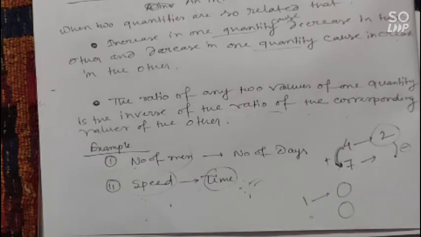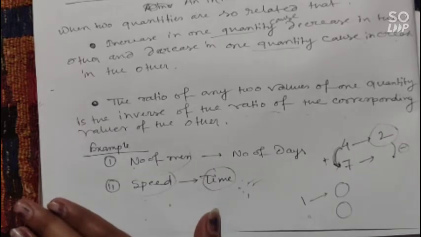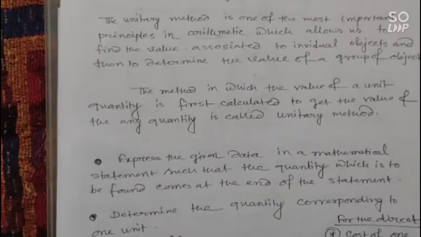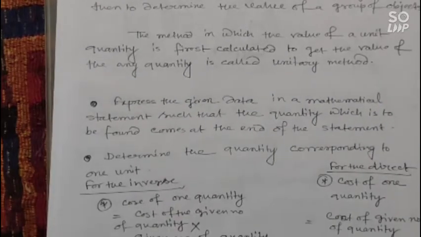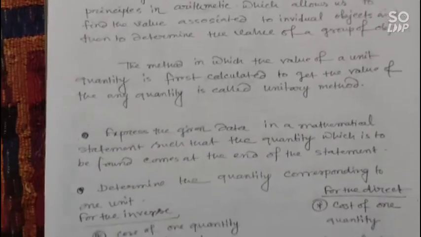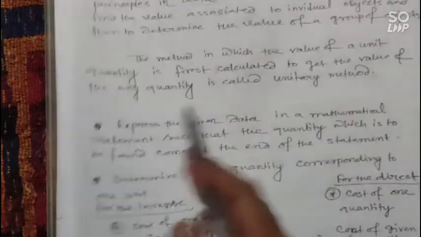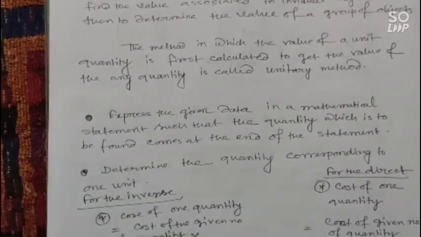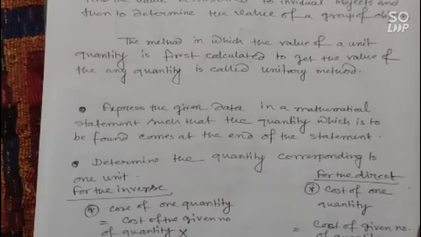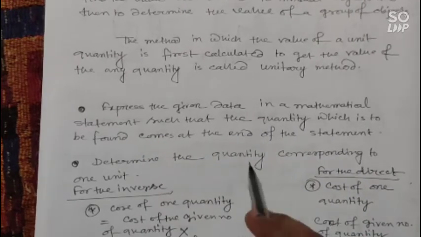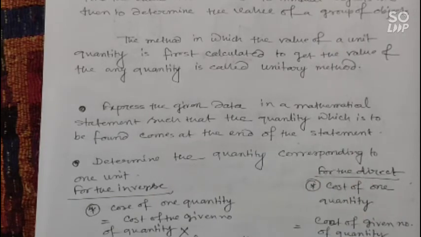So how can you find the inverse? I will show you in the example. Now I will tell you some working rules for solving a unitary method. First, what you need to do? First of all, you have to express the given data in a mathematical statement such that the quantity which is to be found comes at the end of the statement.